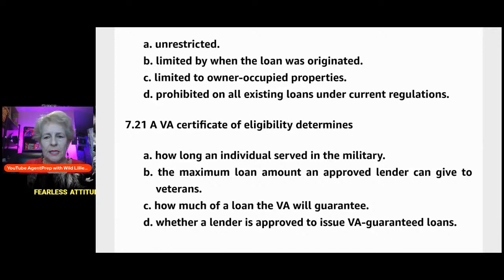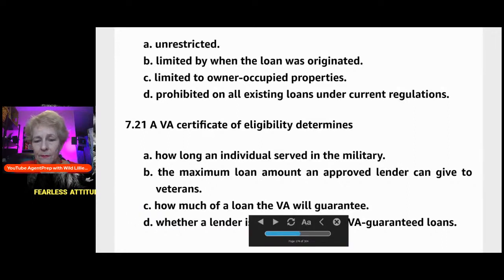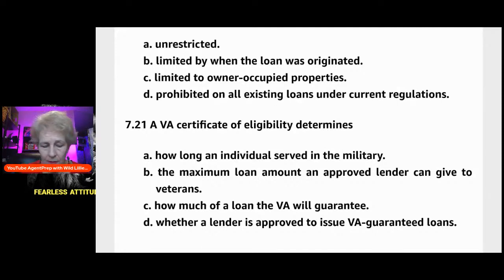All right, Anna, you said D. No, it is not D, because it's not the lender getting approved, it's the borrower. So a VA certificate of eligibility determines what? C, how much of a loan the VA will guarantee. So the VA will look at the person's time in the military, probably their level, their status, and their income, to determine what they would approve them for, because the VA guarantees what? 100%.